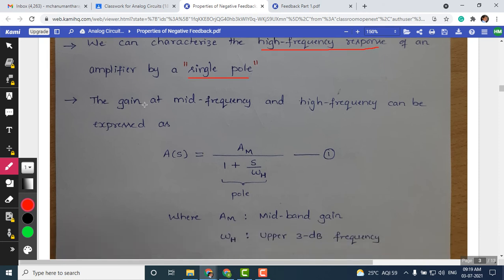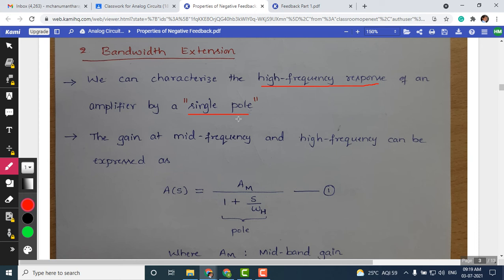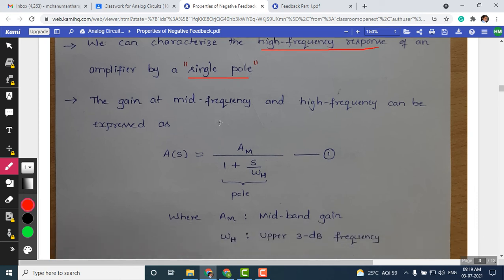So let us now write the equation for the gain at mid frequency and high frequency. Since the high frequency response is characterized by a single pole, we can write the gain equation A(s). The gain is now a function of the variable s, which is the Laplace domain. A(s) is nothing but the gain in the Laplace domain, which is equivalent to A_M divided by 1 plus s divided by omega_H.